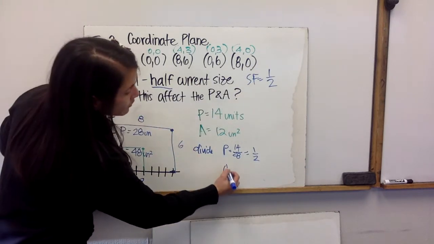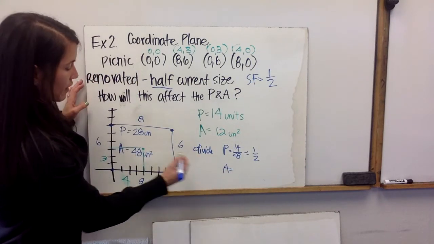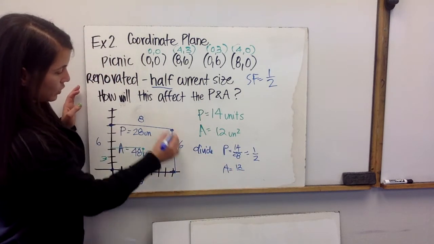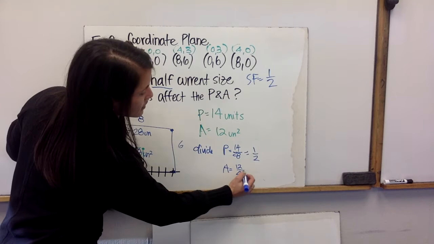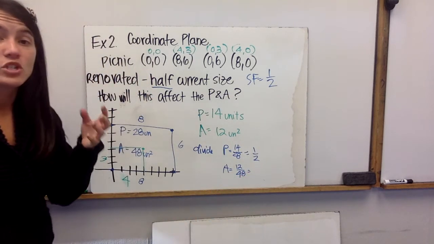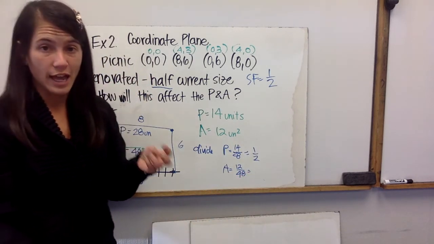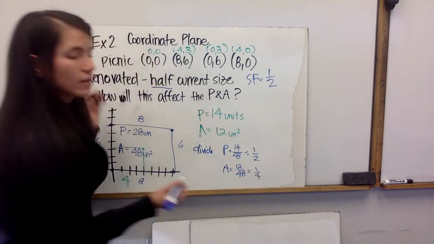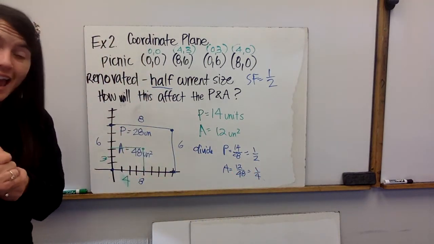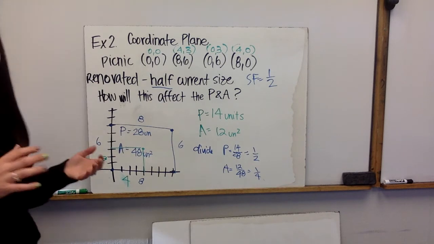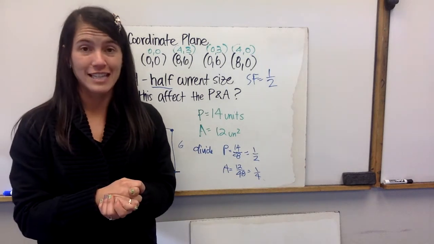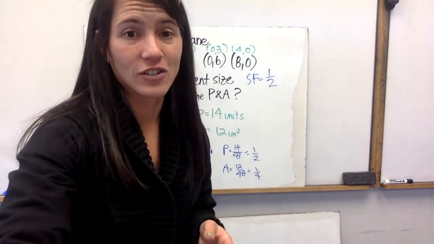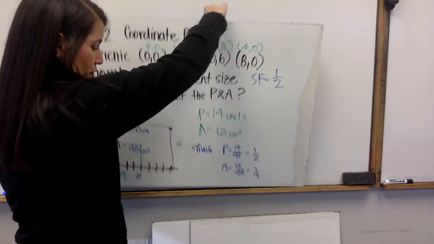We want to compare the area. The new area is 12, and the old area was 48. And when we reduce 12 over 48, when we reduce that fraction, we get 1/4. So it's still not 1/2, just like the previous. It's not the exact scale factor, but it is related to the scale factor. And I'm going to show you how.